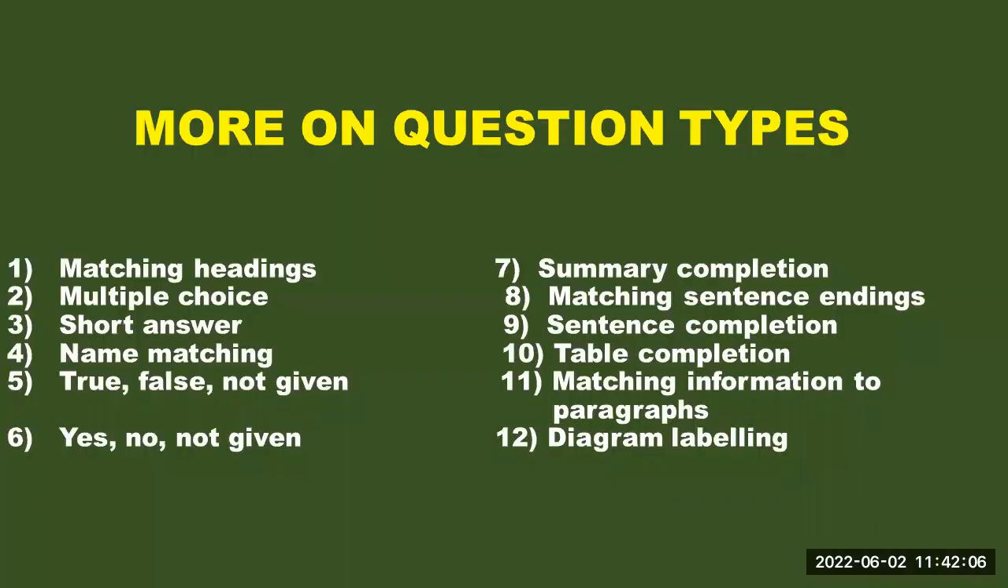Again, more on question types. You have more matching headings, multiple choice, short answer, name matching, true, false, not given, yes, no, not given, summary completion, matching sentence endings, sentence completion, table completion, matching information to paragraphs, diagram labeling.